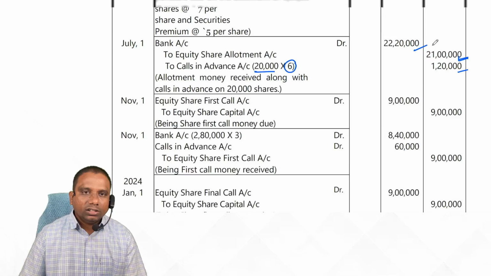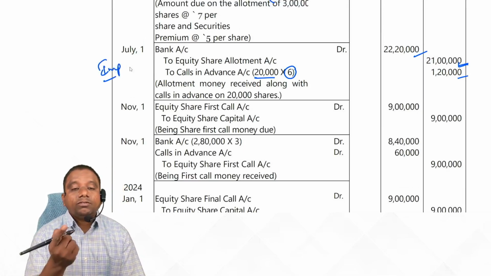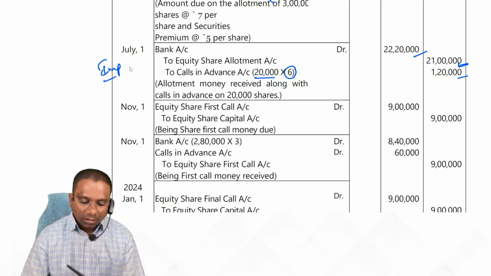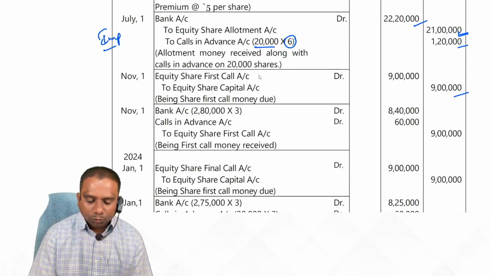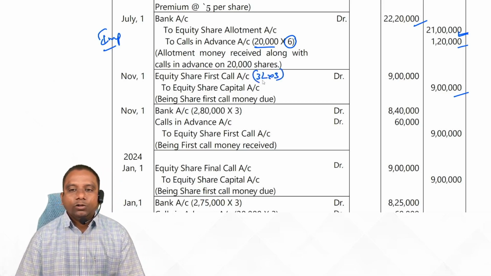This is important entry because they have given this question for 15 marks. Can score 15 out of 15. Next one. Now first call amount due: 3 lakh shares into 3 rupees. 3 lakh shares into 3 rupees.